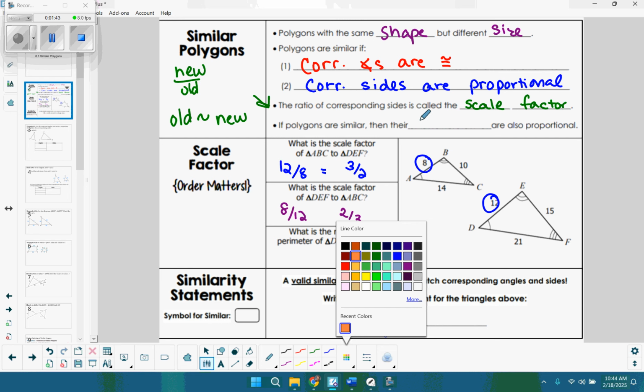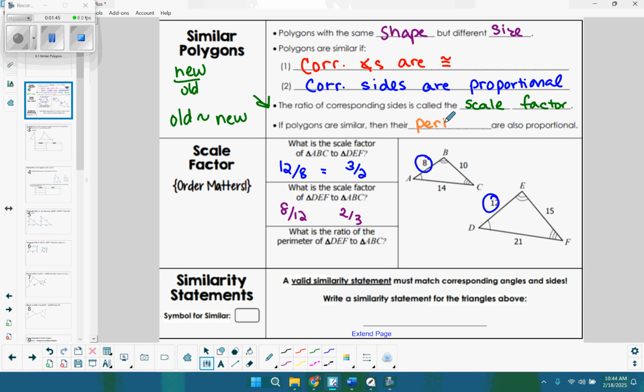There was one more part we didn't fill in here: if the polygons are similar, then their perimeters are also proportional. So if I ask for the ratio of the perimeter of DEF to ABC, that would be the same as the scale factor, so I would still say 2/3.